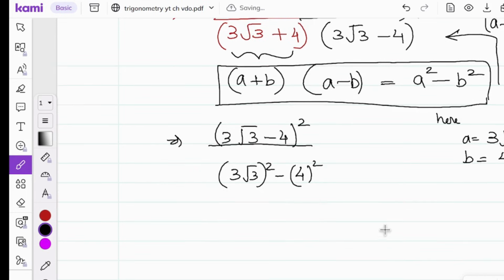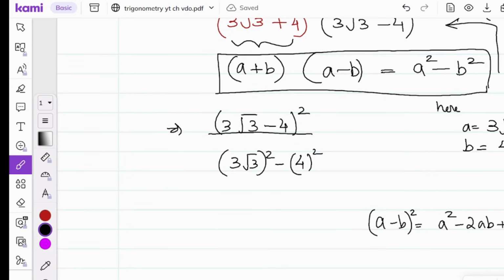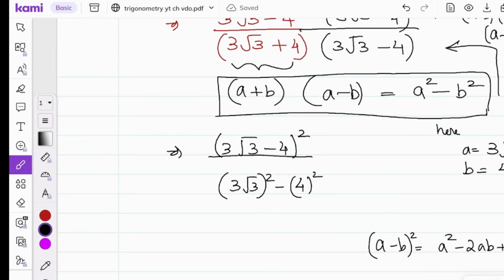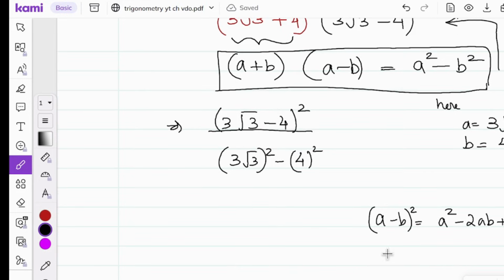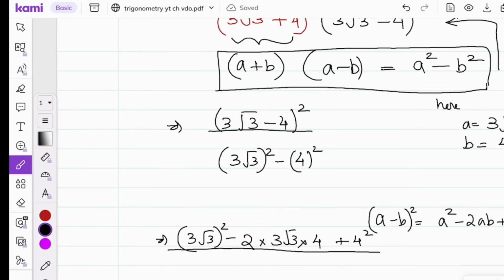So what is the expansion of a minus b the whole square? A minus b the whole square equal to a square minus 2ab plus b square. Here a equal to how much in the numerator? Our a equal to 3 root 3 and b equal to 4. So I can write my equation like a square means 3 root 3 the whole square minus 2 into 3 root 3 into my b is 4 plus 4 square, the whole divided by, what is 3 root 3 into 3 root 3?